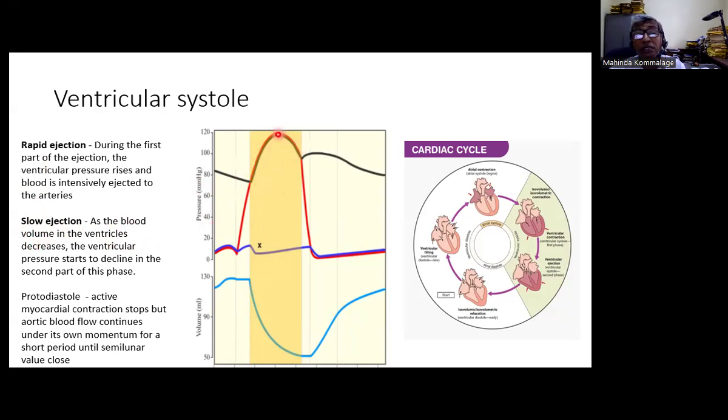From somewhere here we have slow ejection. In the latter part, the very last part is just a very slow movement of blood, because ventricular pressure is not a factor, but since blood is moving, blood will move a little bit, and that we call protodiastole. So rapid ejection, slow ejection, and a very narrow time we call protodiastole, right? So that is what happens during ventricular systole.